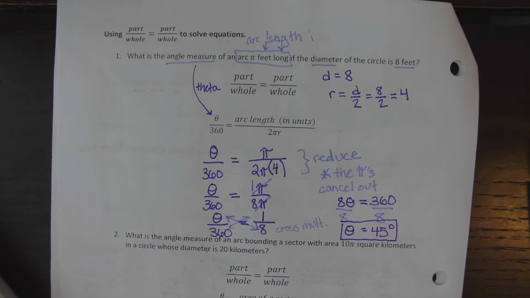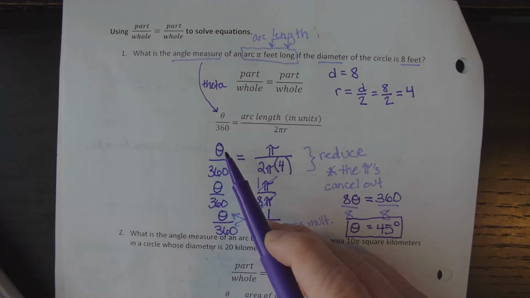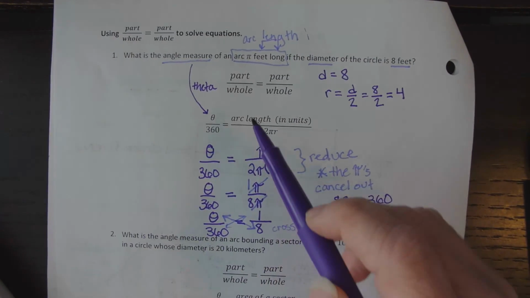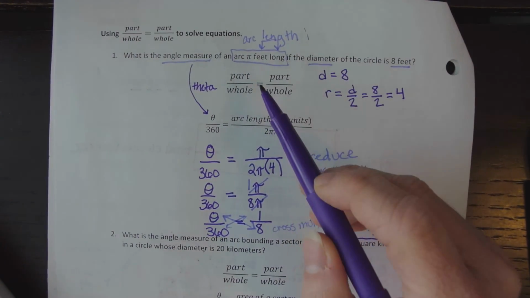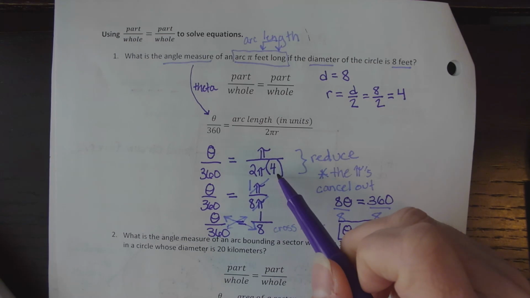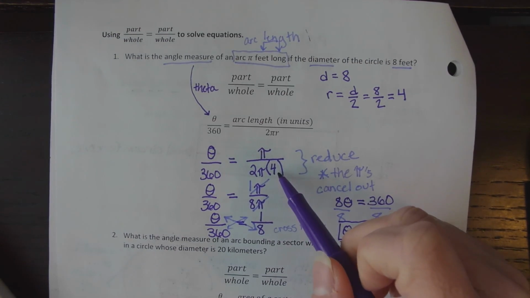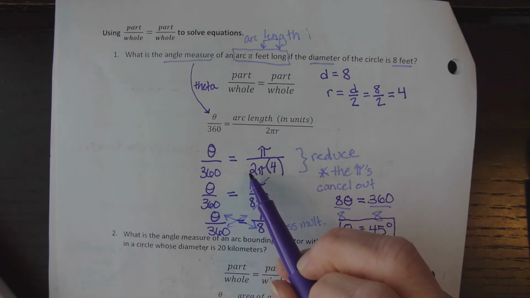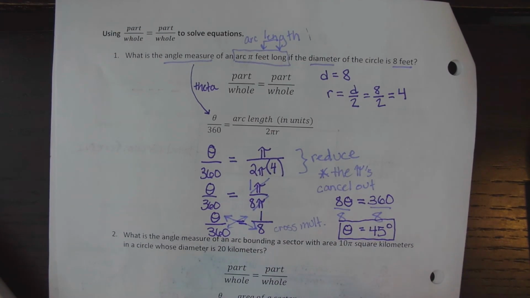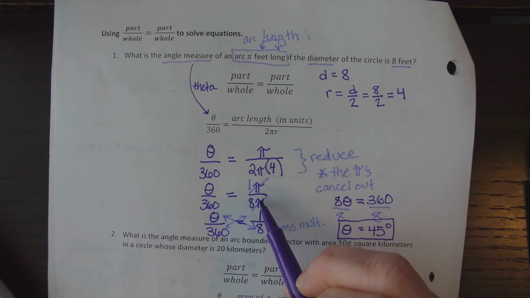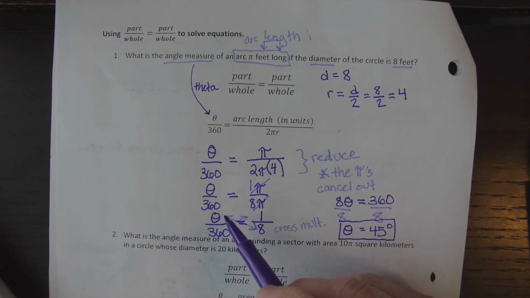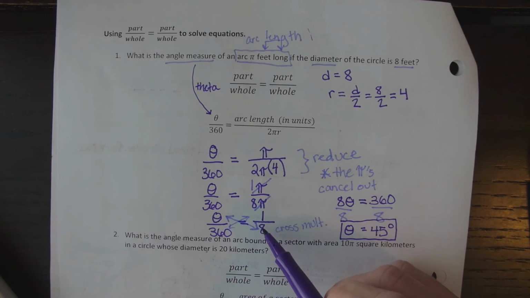We plugged in what we knew. Theta is unknown, so I left it as theta over 360 is equal to pi, because it said the arc was pi, over 2 pi, and the radius was 4. Diameter was 8, the radius is half of it. In this case, we're going to reduce. We multiplied the 2 times 4 and got 8. And then we noticed the pi's would cancel. And so I'm left with 1/8. So theta over 360 equals 1/8.